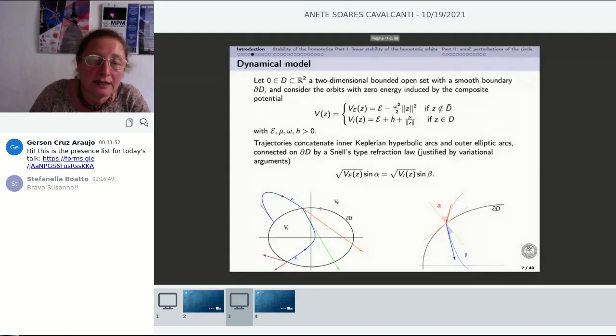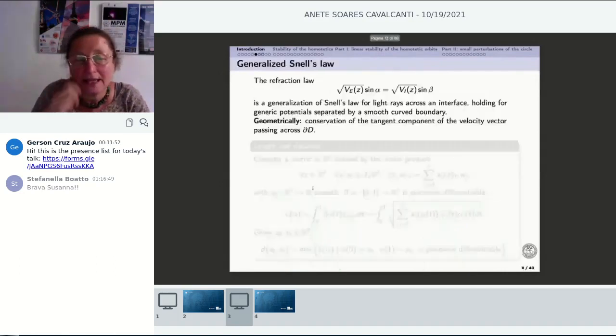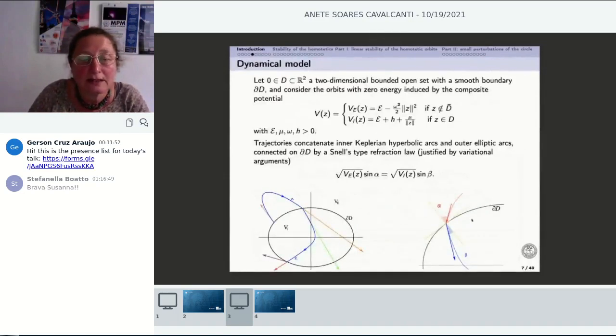Our trajectories concatenate inner hyperbolic arcs with outer elliptic arcs, and they are connected at the boundary by a Snell refraction law. So when the ray touches the interface, it forms with the normal direction an angle alpha, and then it is refracted forming an angle beta, and the sine of alpha and the sine of beta are related by this proportionality law, which involves the square root of the potentials on the two sides.